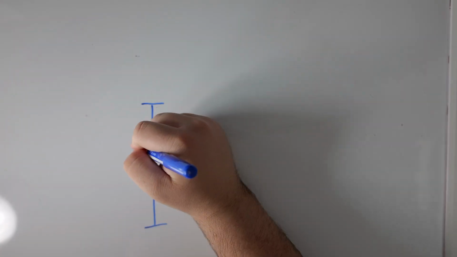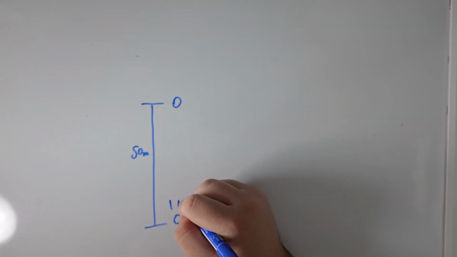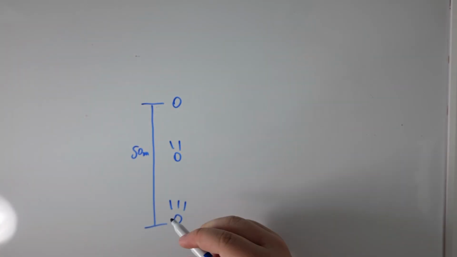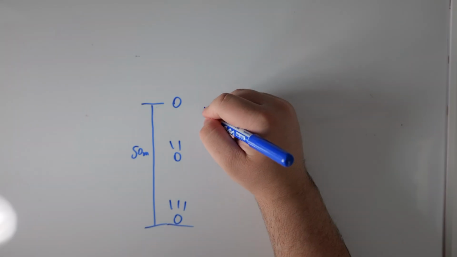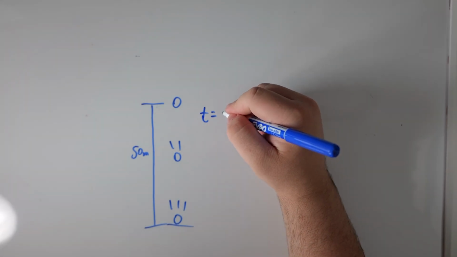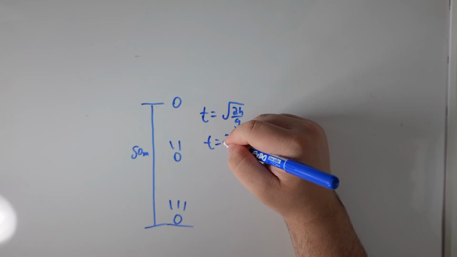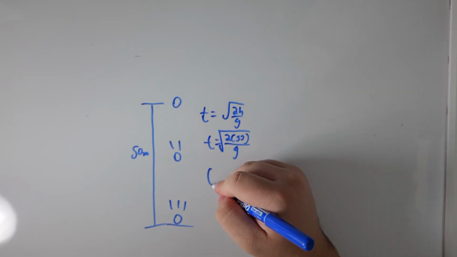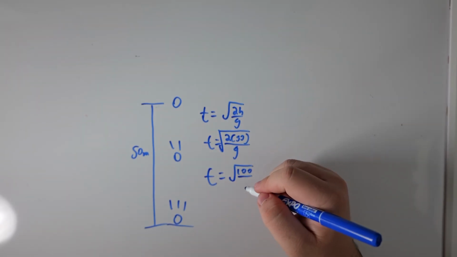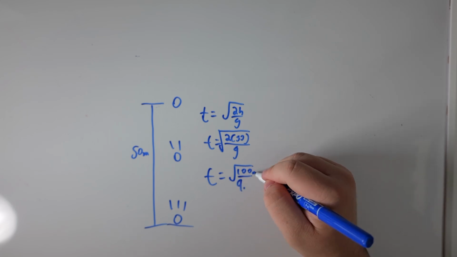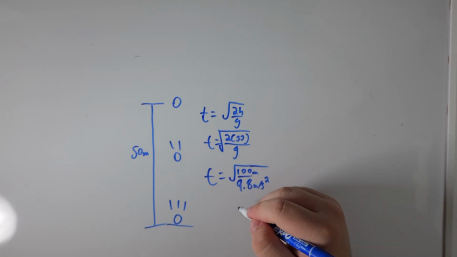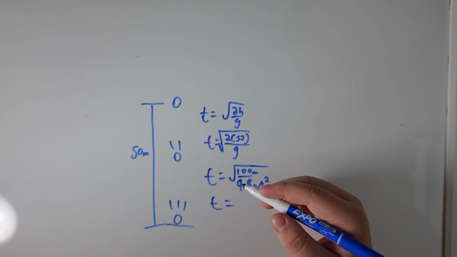Let's say I didn't know the time. I only knew the height of the building. I would use this formula: t equals the square root of 2h over g. So if my height was 50 meters, I would multiply that by 2, divide by 9.8 meters per second squared, and then find the square root, and I would get about 3.2 seconds.